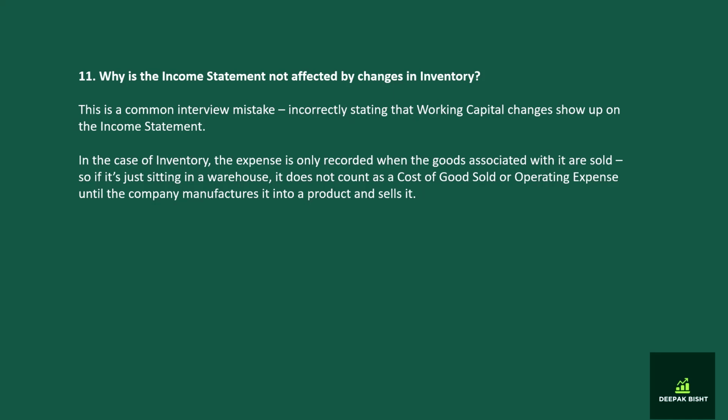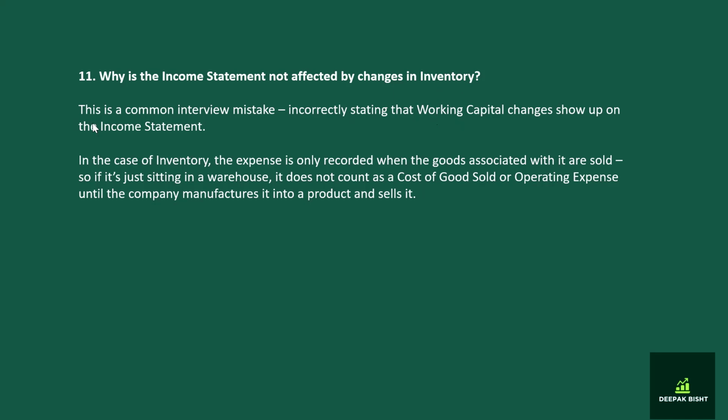For example, if we have $100 worth of inventory and we process it and we sell it for $200, then $200 will be our revenue and $100 will be our cost of goods sold. Unless the inventory is processed and sold out to generate revenue, we will not record it in the income statement. Yes, in the cash flow, the changes, addition or subtraction of inventory will be shown in the cash flow statement, but not on the income statement.